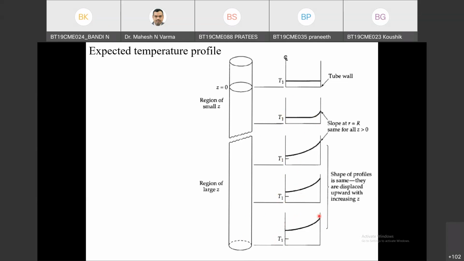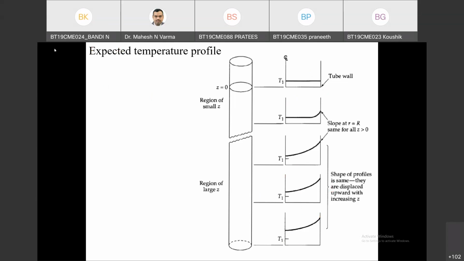So what kind of solution, expected temperature profile? Roll number 39, Vedant. Vedant? Yes, sir. What kind of expected temperature profile equation can you give so that it will fit all these temperature profiles?